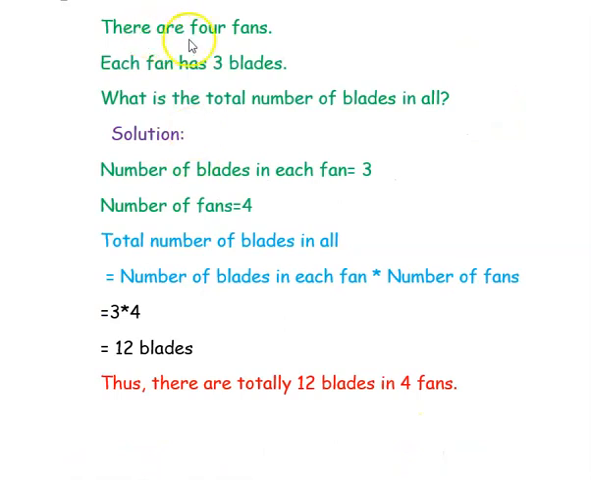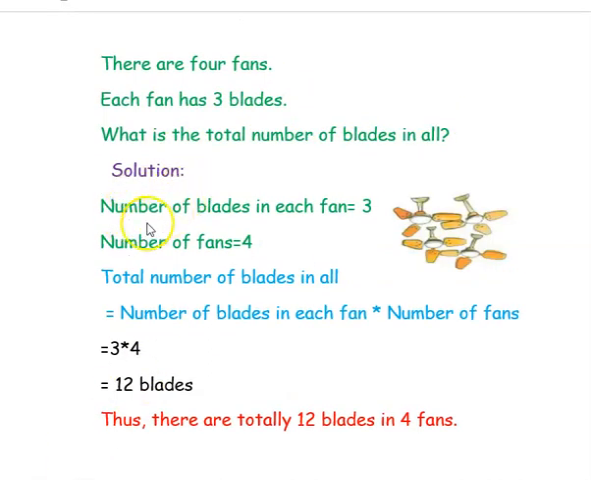Next example: there are 4 fans. Each fan has 3 blades. What is the total number of blades in all? So solution, let's first write what is given. Number of blades in each fan: 1, 2, 3. All the fans have 3 blades. So number of blades in each fan is equal to 3. Now what is the total number of fans? 1, 2, 3, 4. So number of fans is 4.